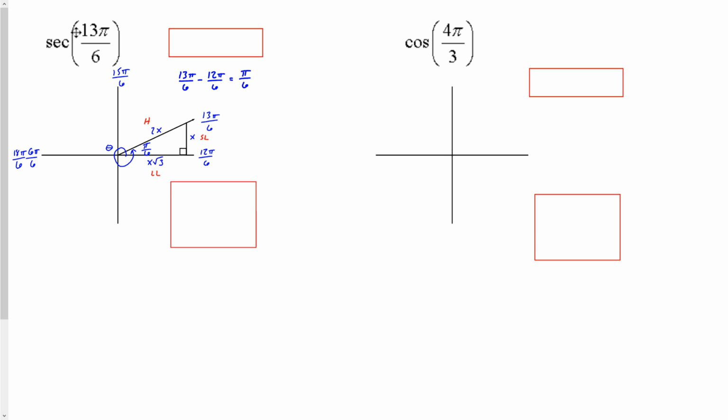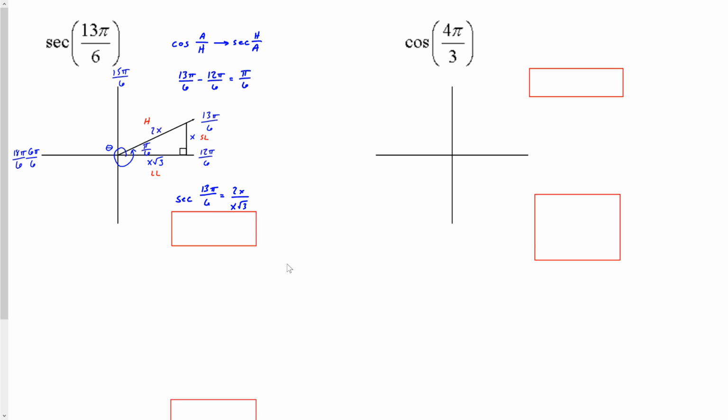All right, now if I'm trying to evaluate secant, I know secant is the reciprocal of cosine. If cosine is adjacent over hypotenuse, secant has to be hypotenuse over adjacent. So that means I would start out with 2x over x square root of 3. Now I would reduce out the x's, but I would also have to rationalize this square root of 3 in the denominator. I would end up with 2 square root of 3 over 3 when I do that.